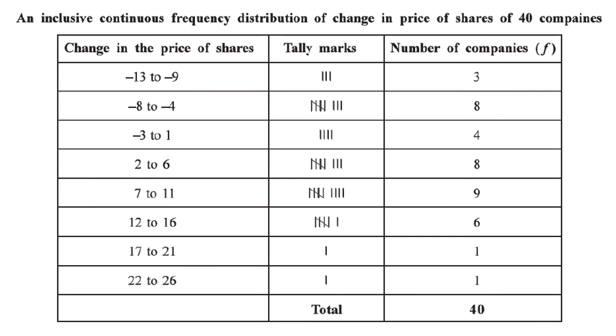Then 22 to 27 should be the actual class, but this is inclusive, so 22 to 26 will be the class. So after preparing classes like this, you have to put the tally marks properly, and once you are done with the tally marks, write down the frequency, and with this your sum will be over.